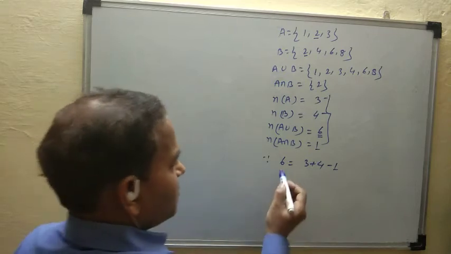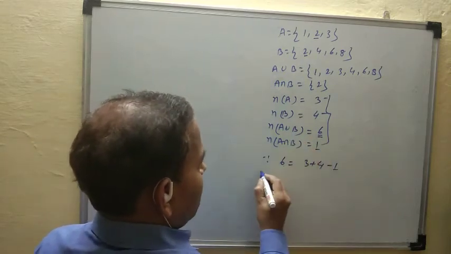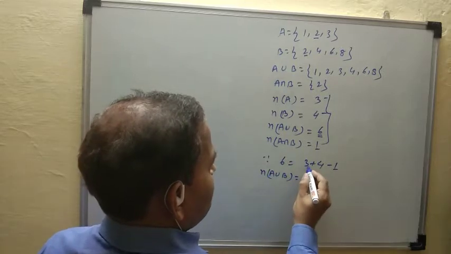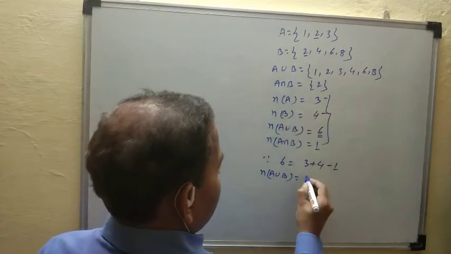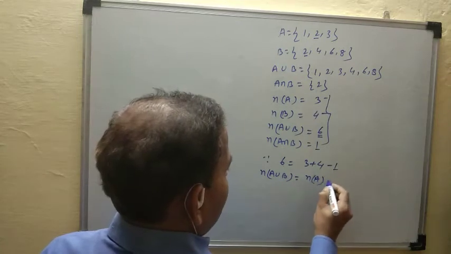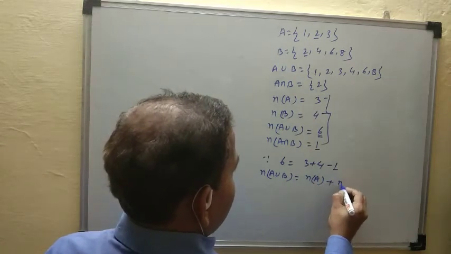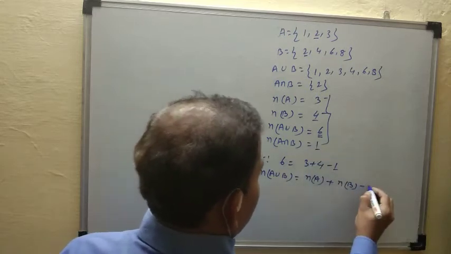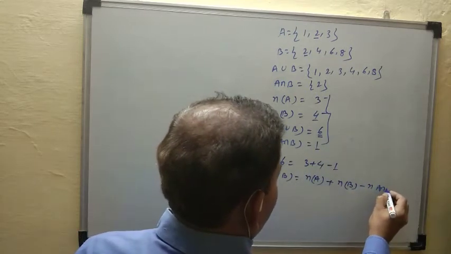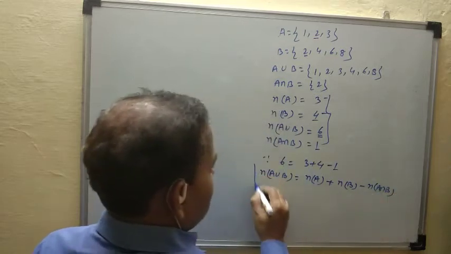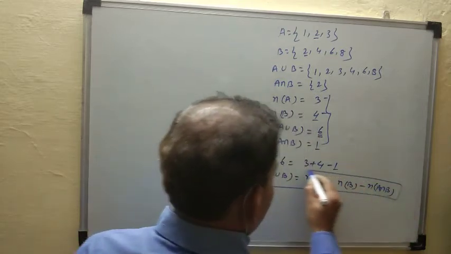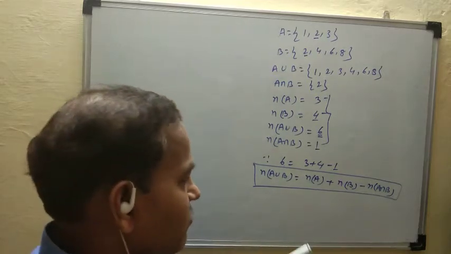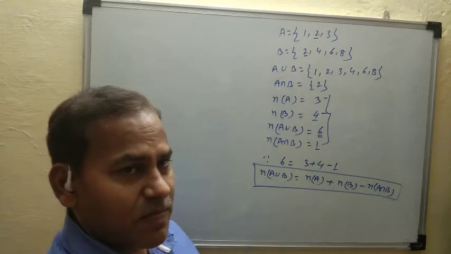Now 6 can be written as number of A union B, and this 3 can be written as number of A, and this 4 can be written as number of B, and 1 can be written as number of A intersection B. So this is the formula of number of A union B.